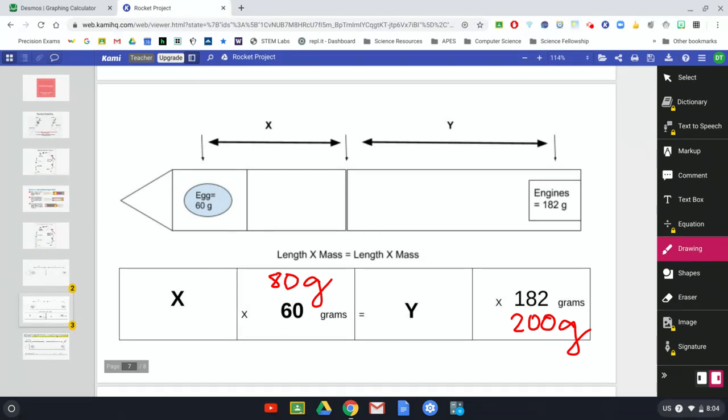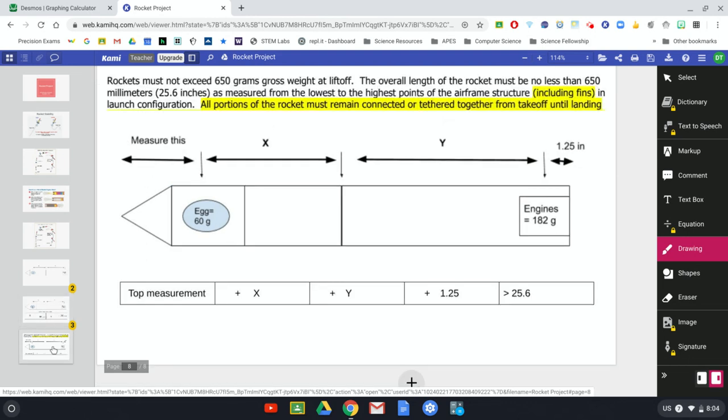Now, there's one more thing that we need to think about, and that is the constraints on the length of our rocket provided in the rules. So it says rockets must not exceed 650 grams gross weight at liftoff, and the overall length of the rocket must be no less than 650 millimeters or 25.6 inches as measured from the lowest to the highest points of the airframe structure, including fins and launch configuration.